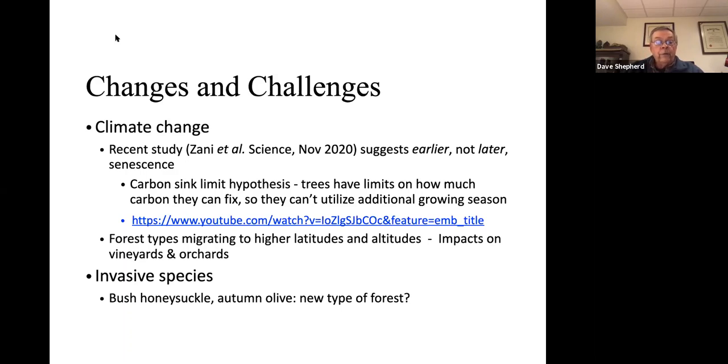Right. Finally, a word on invasive species. We've had a lot of bush honeysuckle, autumn olive, and European buckthorn has established itself up here and is doing its best to take over. These species, of course, are very vigorous, and they leaf out early, they hold their leaves longer, and they create pretty dense shade pits. And of course, they change the soil chemistry a little bit.